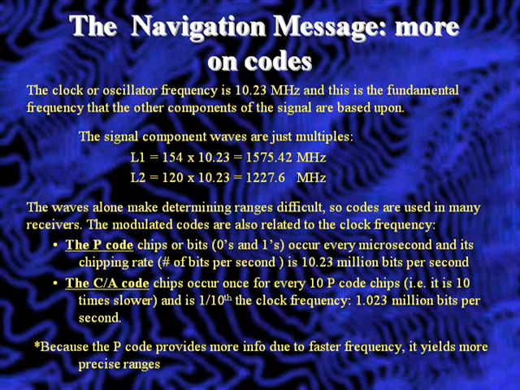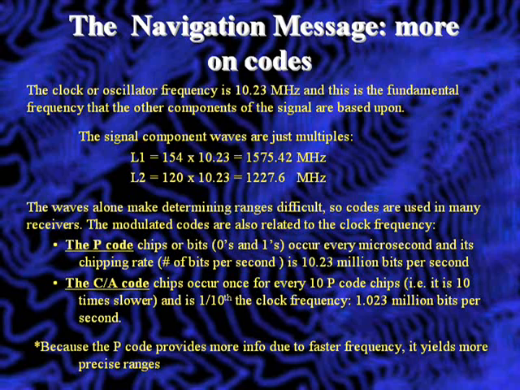The P code, actually chips or bits of information, are generated every microsecond. That is 10.23 million bits of information per second. A bit is basically a 0 or 1. So you get 10.23 million 0s or 1s per second. That is the P code.